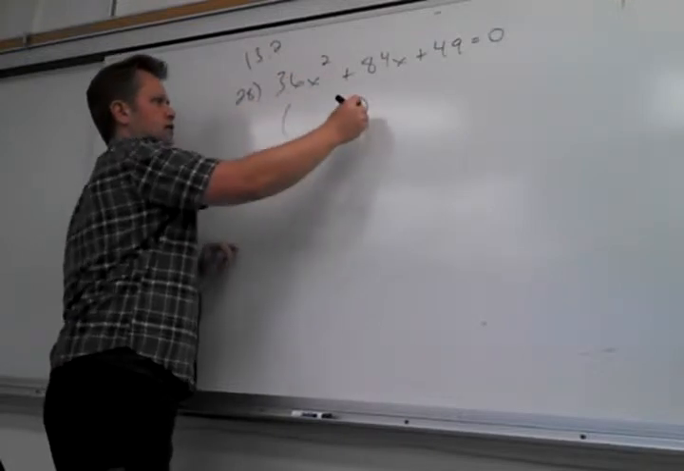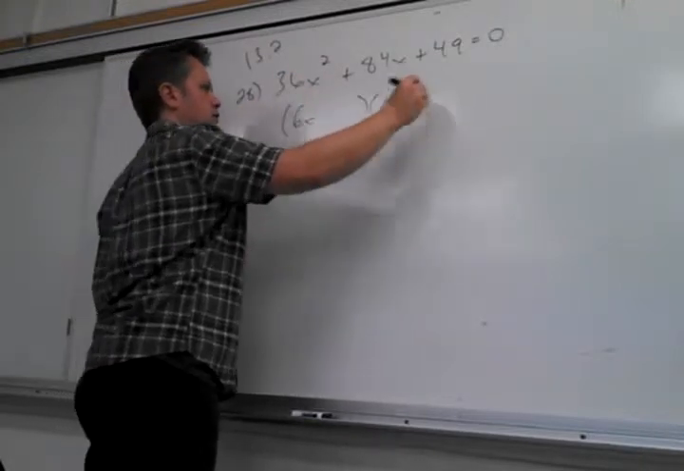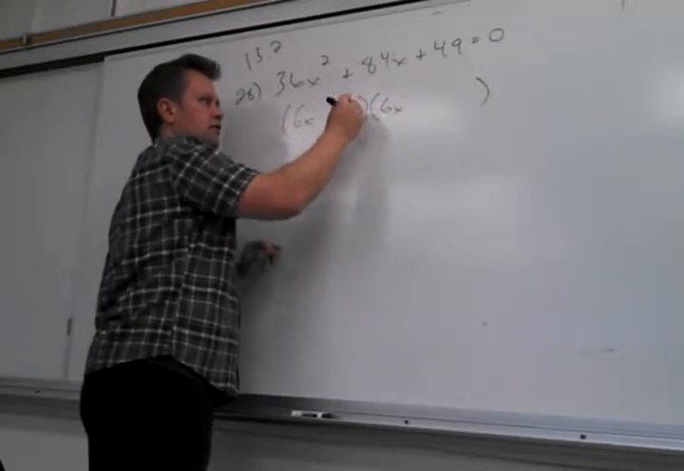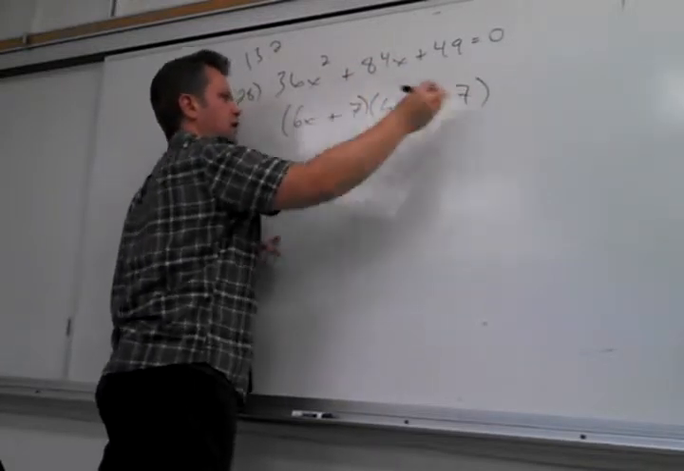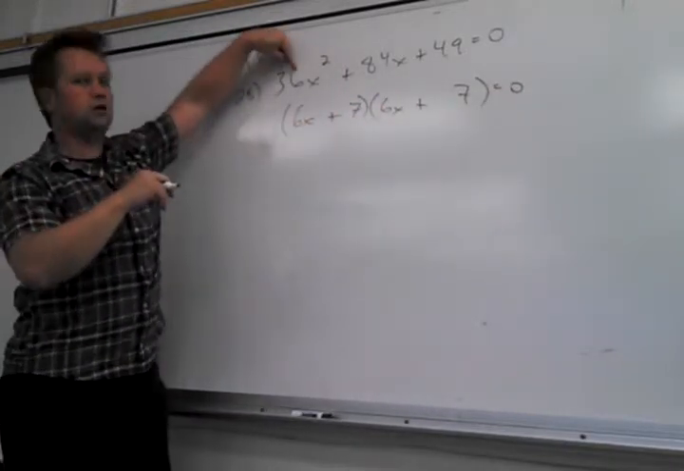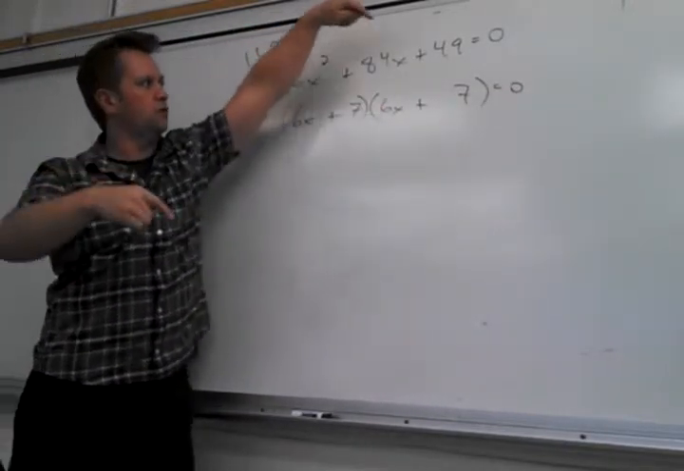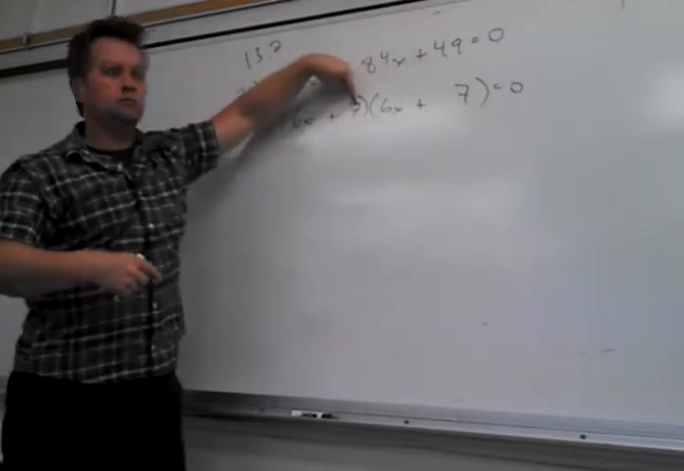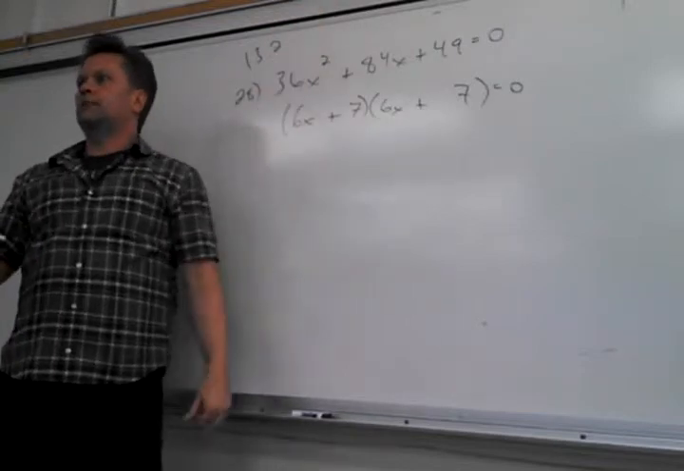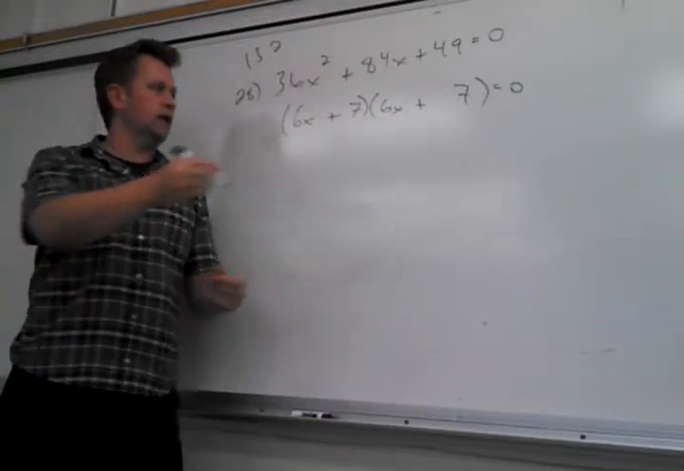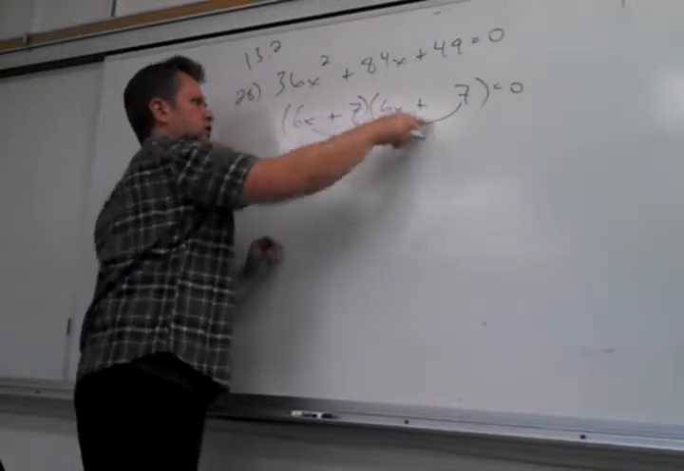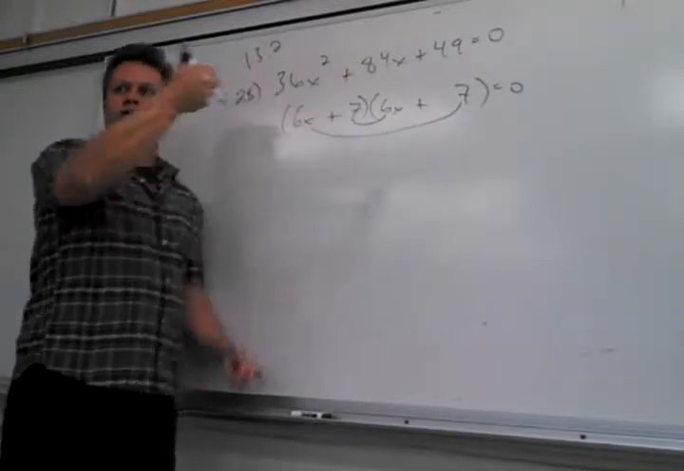36 is 6x and 6x, for 36x squared. 49 would be 7 and 7. Now, you don't just stop there. You don't just say that's right. You got to check. I know that's good because I made it, but I got to check to see if that's good. If that ain't good, then I've got to go back and do quadratic. Is that good? What do you get for the middle term? 42, and 42 is, so it worked.